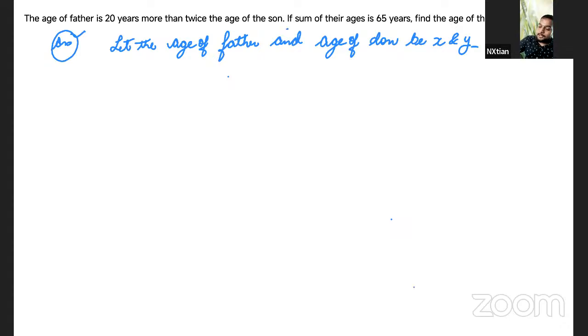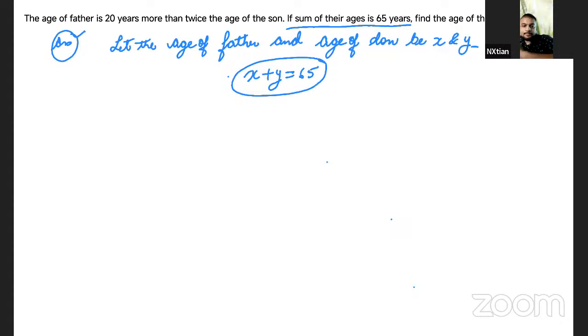Now, it is given that the sum of their ages is 65 years. The sum of their ages means x plus y is equal to what? 65 years, because age of father plus age of son is equal to 65. Yes or no, guys? Can you hear me?